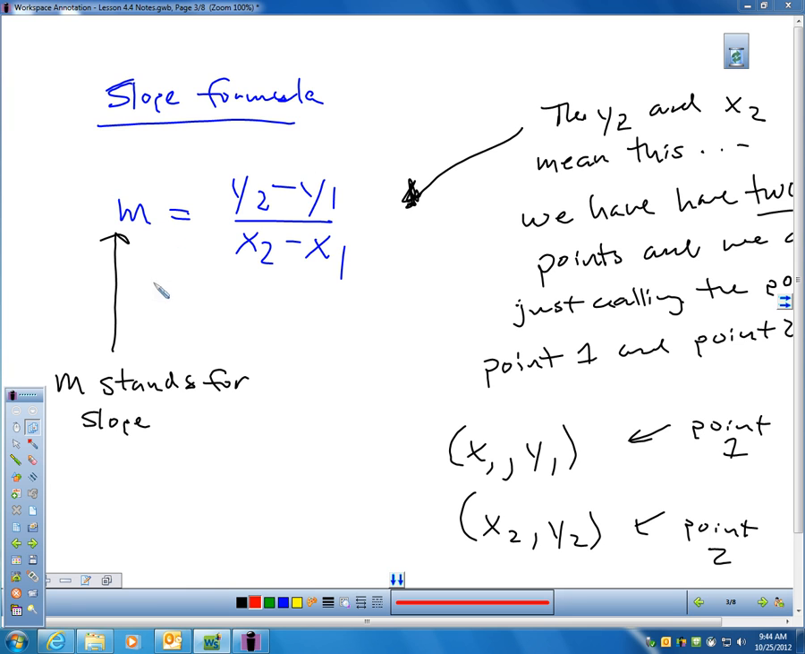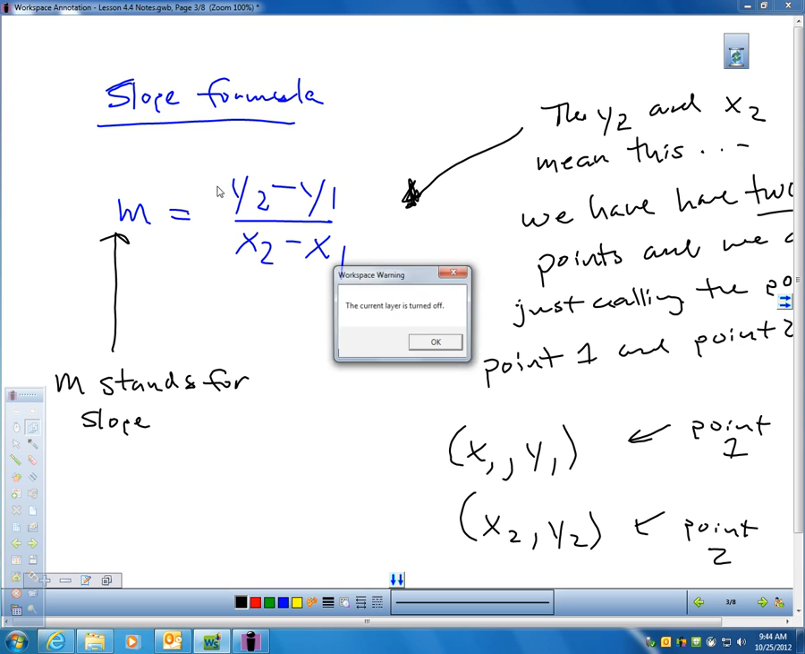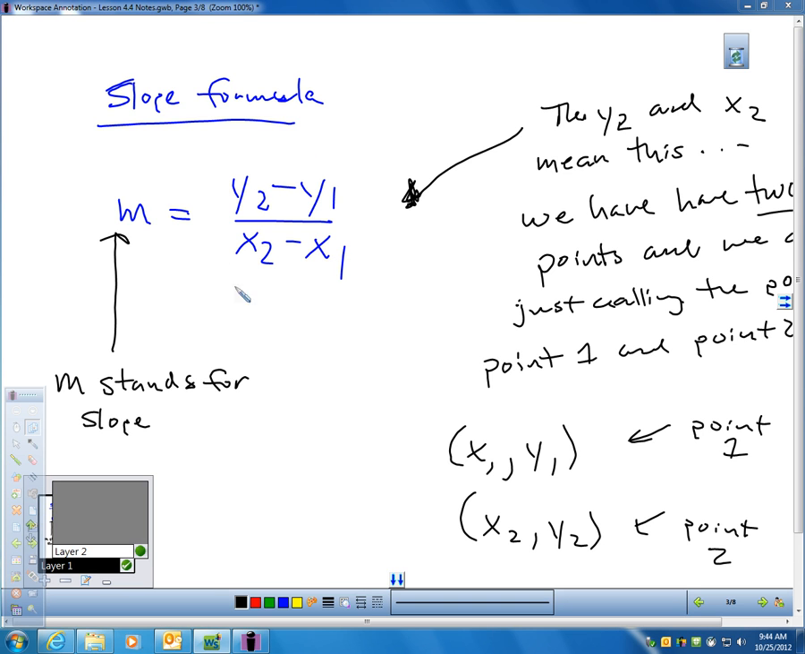The formula looks like this. M stands for slope. M equals y sub 2 minus y sub 1 over x sub 2 minus x sub 1. Now the first thing we got to talk about is what in the heck is this y sub 2 minus y sub 1 and x sub 2 minus x sub 1? Where in the heck does this stuff come from?